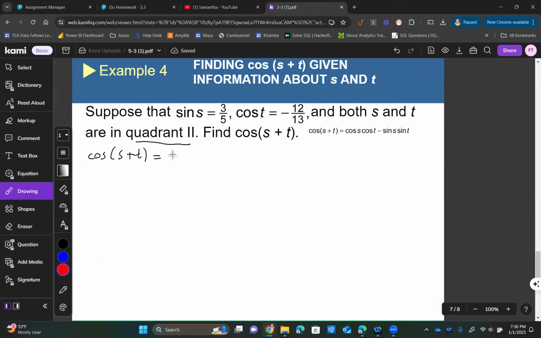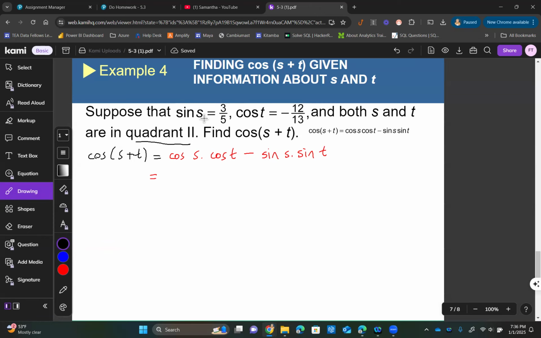And the formula says that you will need the cosine of the first angle and then cosine of the second angle. If you are finding the cosine of the sum of these two angles, then the formula calls for a minus, and then sine of the first angle and sine of the second angle. So here, cosine of S is not given, but sine of S is given.